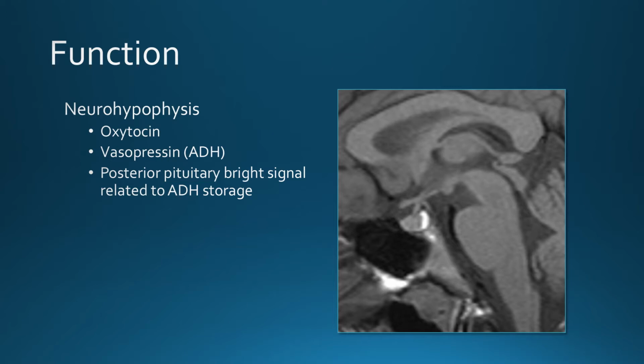Neurohypophysis stores oxytocin and ADH. The bright signal of the posterior pituitary is due to ADH storage. So it's not produced in the posterior pituitary, it's produced in the hypothalamus and travels down the pituitary stalk, and it's stored in the posterior pituitary. And the storage granules for the ADH are T1 bright.